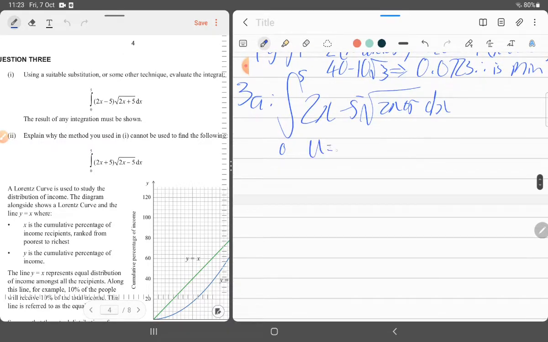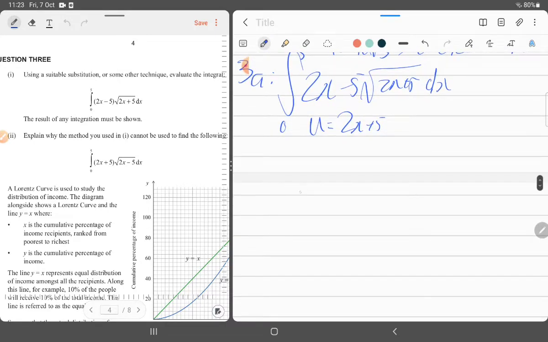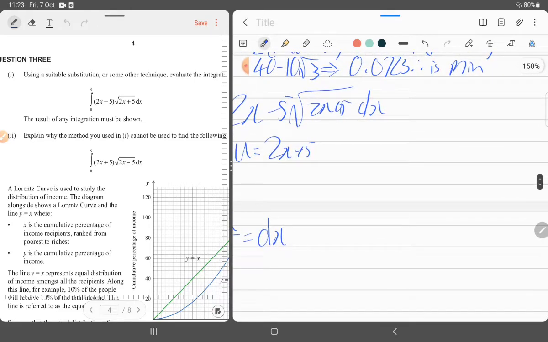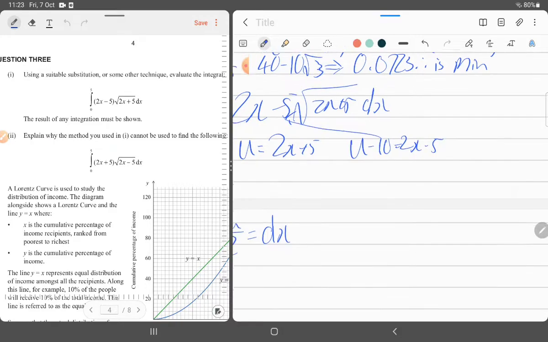Let u equal 2x plus 5. So du over dx is 2, so du over 2 is equal to dx. And then we can actually just rearrange. So u take away 10 is equal to 2x take away 5, which is this function.